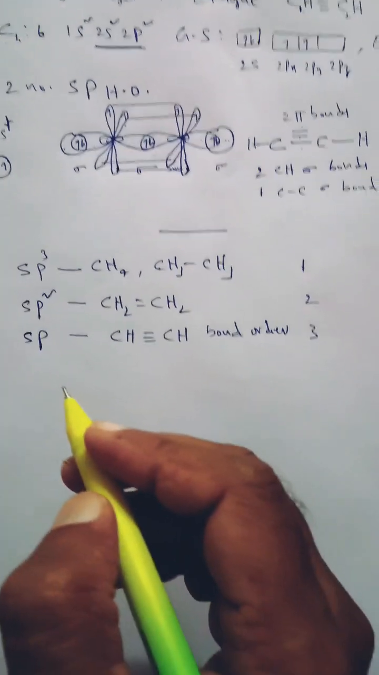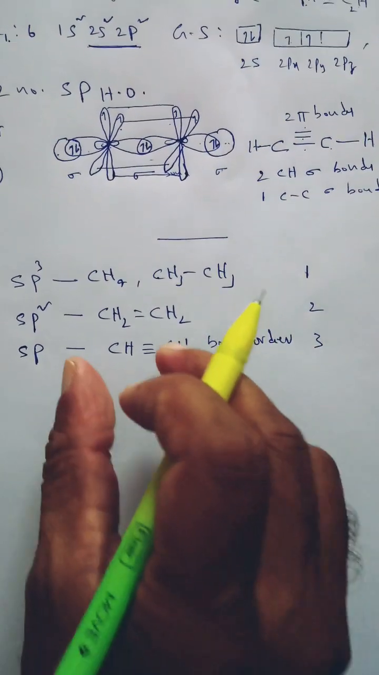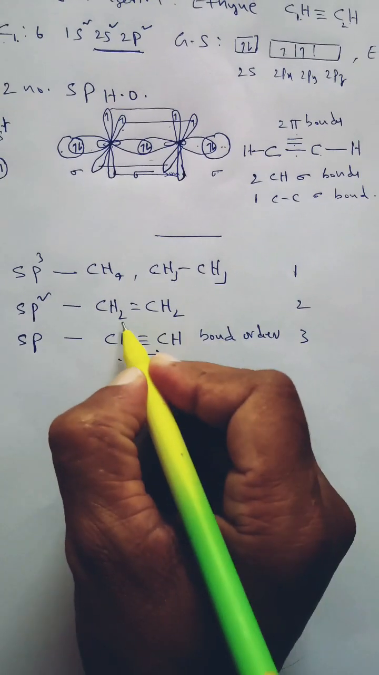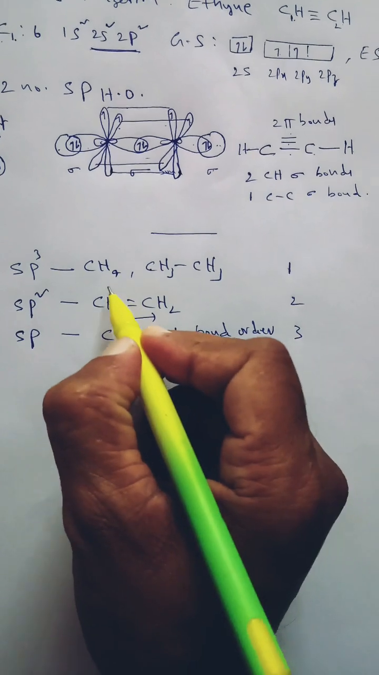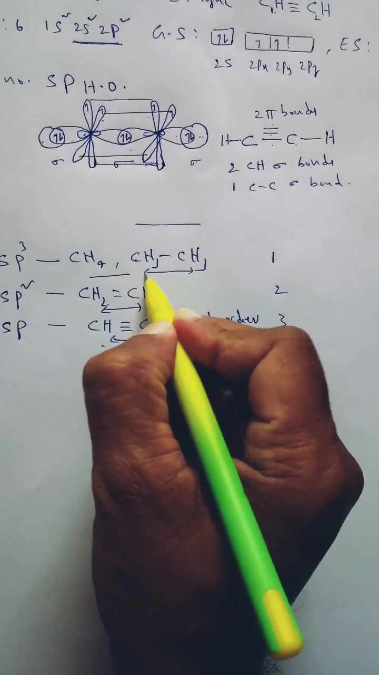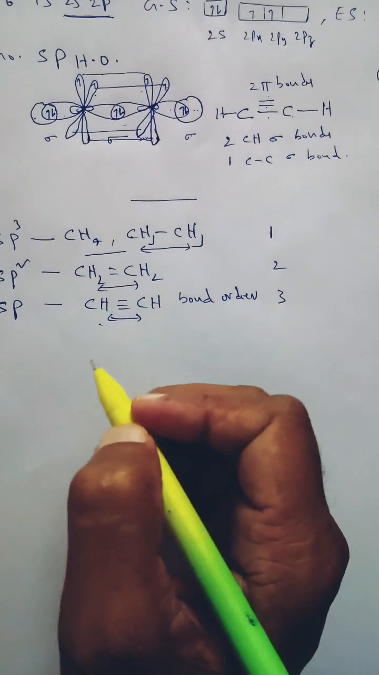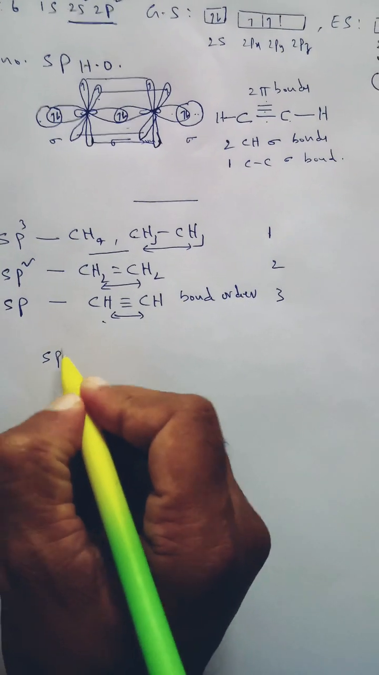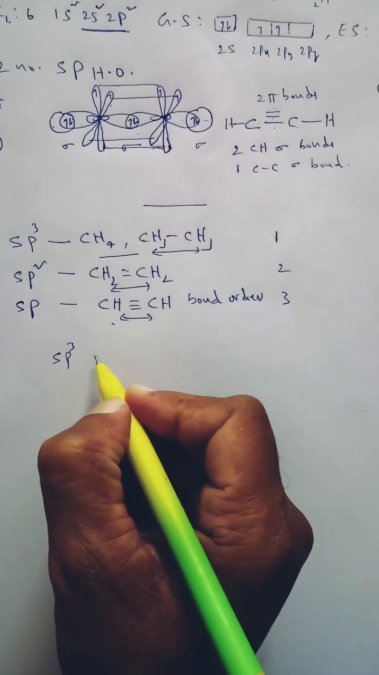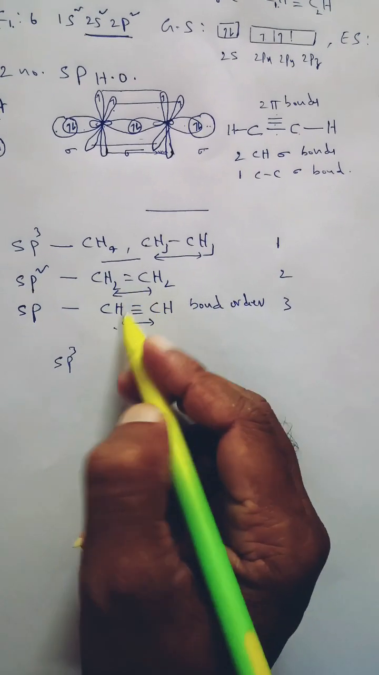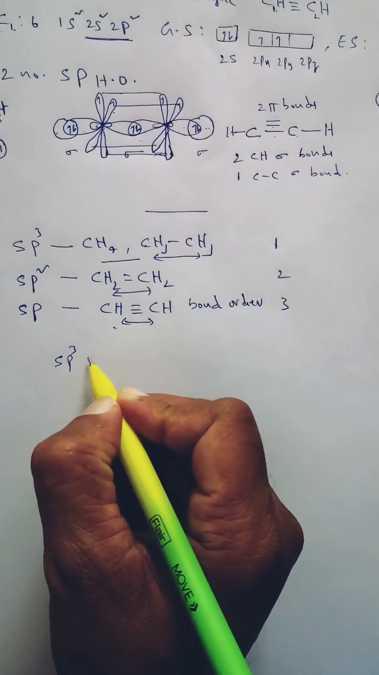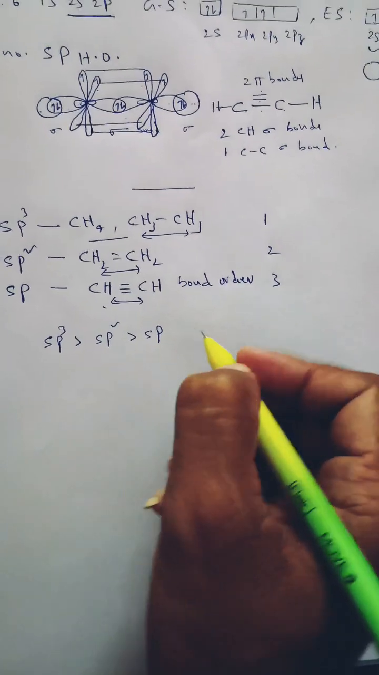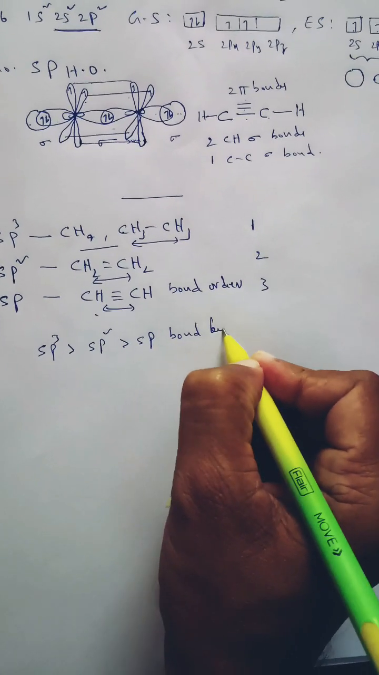That means if the bond order is more, that means 3, the bond length is short. This bond length is short. This is longer. This is still a long bond compared to these two. So for sp3 hybridization, more bond length will be there. For sp2 hybridization, less bond length will be there. And sp is still less bond length.